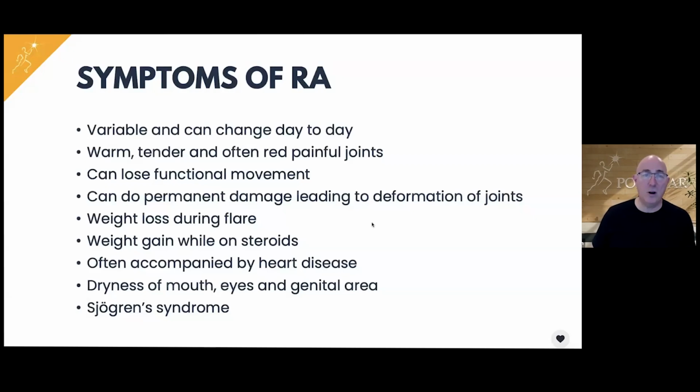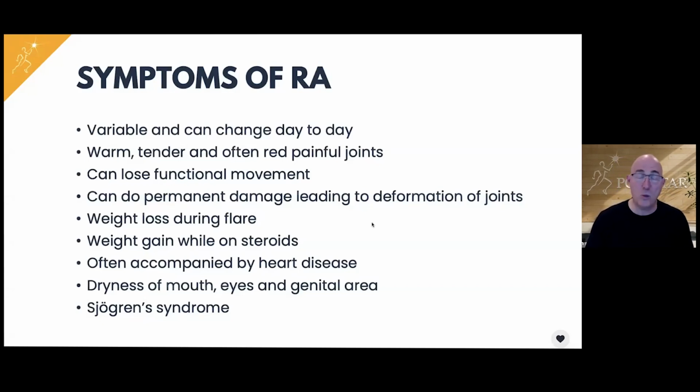So, symptoms of RA. These are things that, if you have clients experiencing some of these symptoms, it'd be worth asking them to go see a doctor or a rheumatologist and have it ruled out. And I'll explain why. Some of the common symptoms is that it can change day to day, especially in early onset. But typically a joint that is impaired with rheumatoid arthritis will be warm, tender, and often red and painful. You can literally see the joints are red and inflamed and very tender to touch. They can lose functional movement pretty quickly, so not be able to grasp things, not be able to bear weight on their hands.